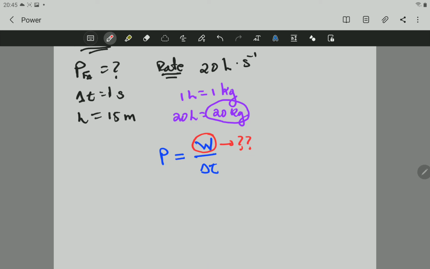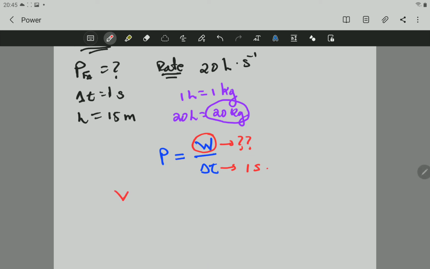That is a small problem. The time we have is 1 second. We need to pump 20 kilograms of water in 1 second, so we do have the time. Now we don't have this work, but this is the work done by the applied force, which is a non-conservative force. So let's see if we can use the law of conservation of energy to calculate the work done by the applied force, by the motor, by the pump, whatever you want to call it.